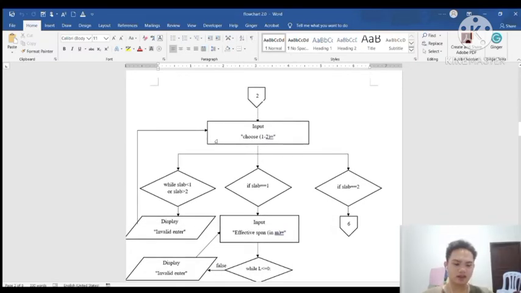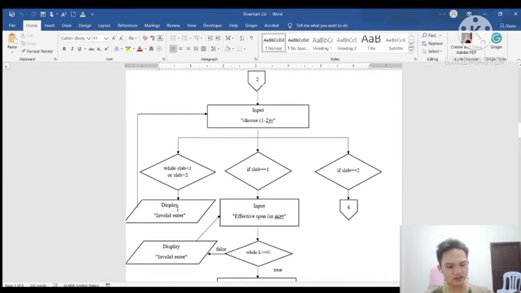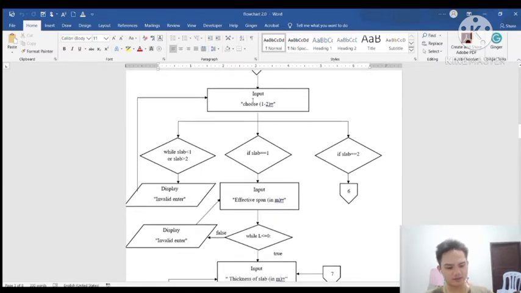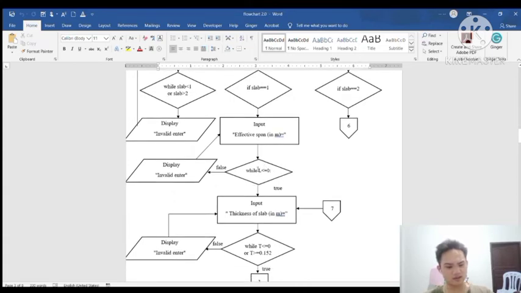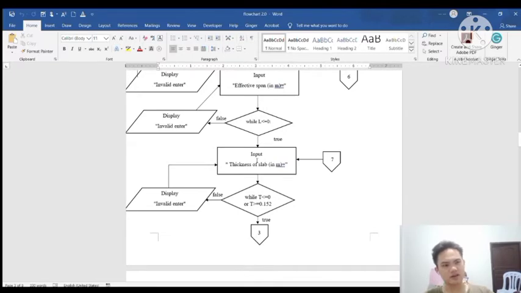Choose 1 or 2. If the choice is smaller than 1 or larger than 2, we display an error and re-enter. We continue to the input of the effective span in meters, and L must be larger than 0. We continue to the input of the thickness for the slab. We get a decision: t is smaller than 0 or t is greater than 0.